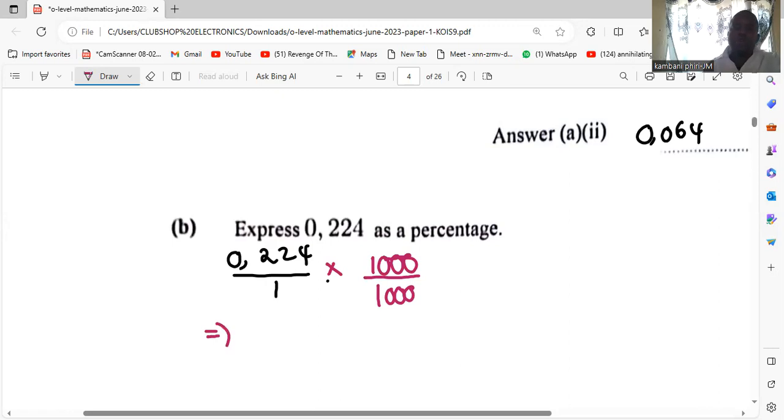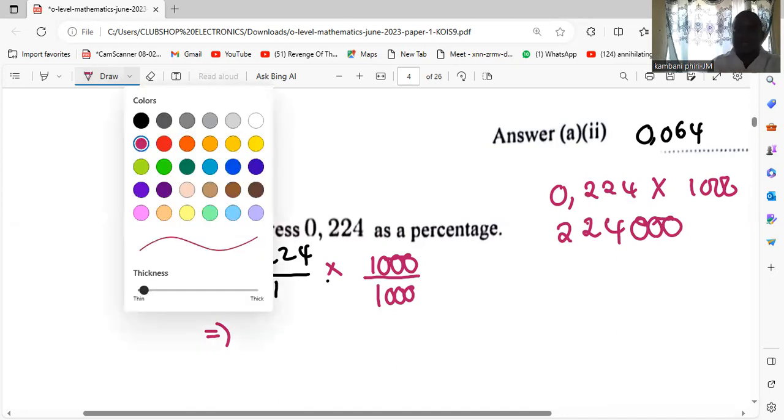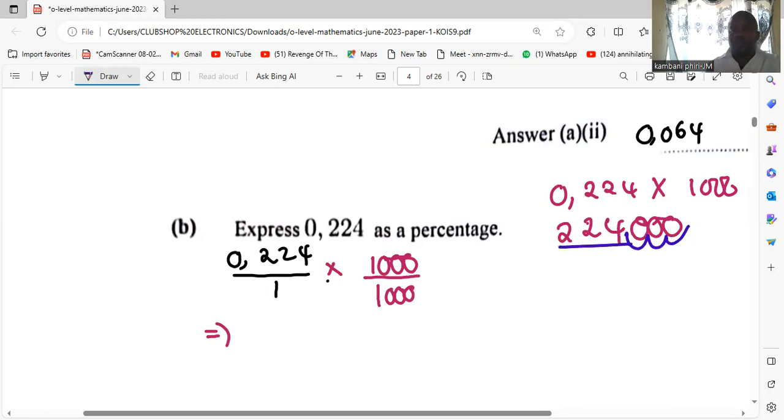So now, when you multiply 0.224 by 1,000, you just multiply the number. So 224 by 1 is 224. Now, because there are 3 zeros that we've left, we'll add them. Now, our answer should have 3 decimal places. So you have 1, 2, 3. So we have got 224 divided by 1,000.